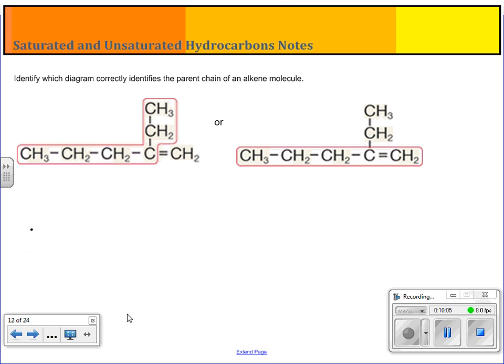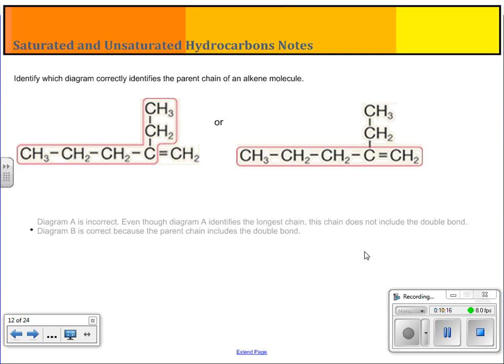Okay. So identify which diagram has correctly identified the parent chain of the alkene molecule. So A or B. It says here that diagram A is incorrect. Even though diagram A identifies the longest chain, this chain does not include the double bond. Diagram B is correct because the parent chain includes the double bond.